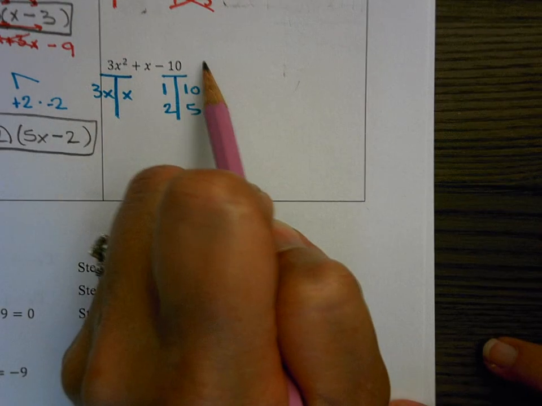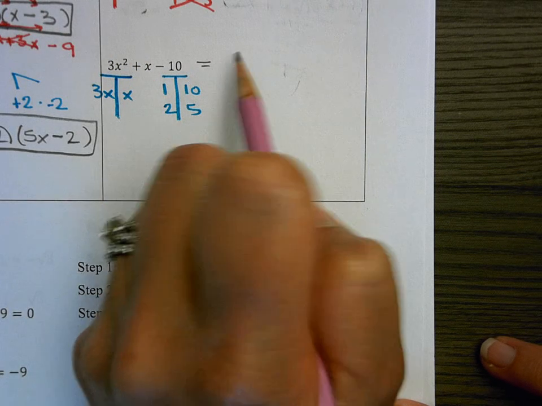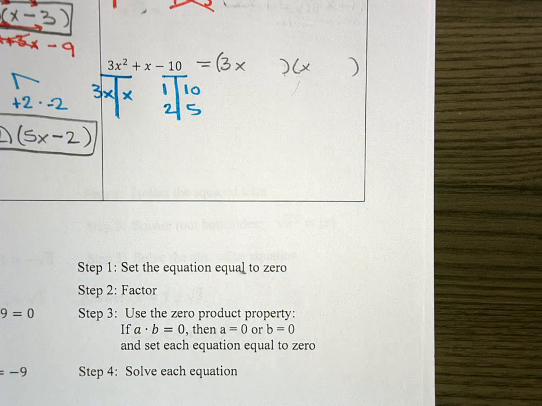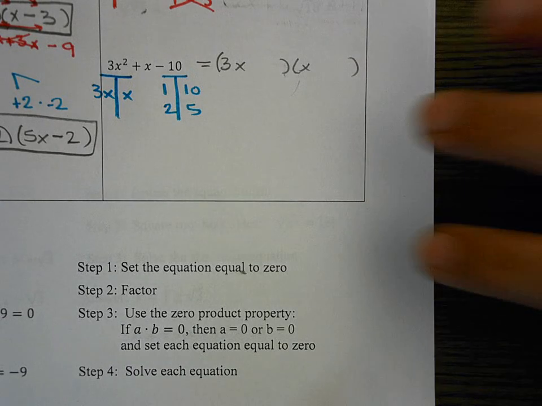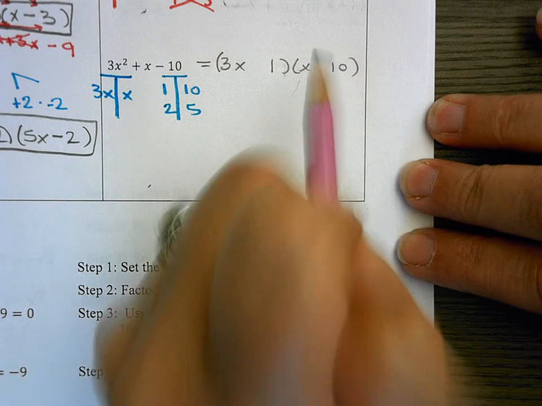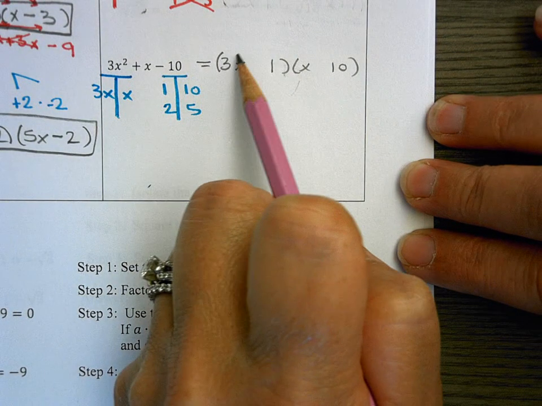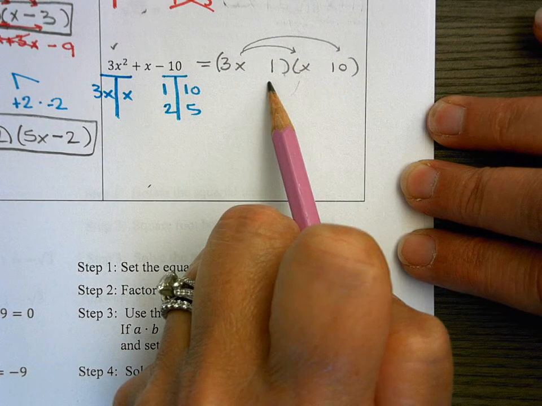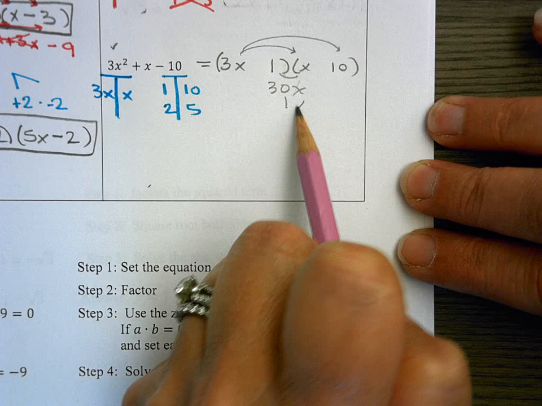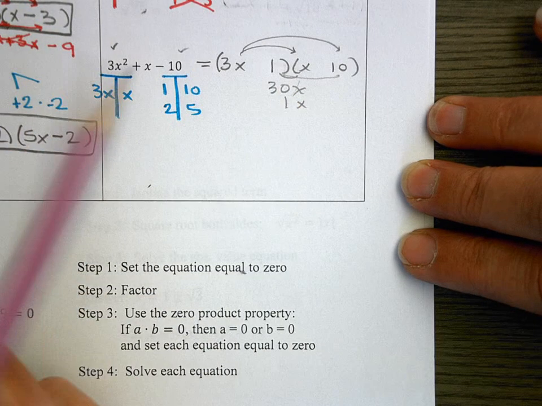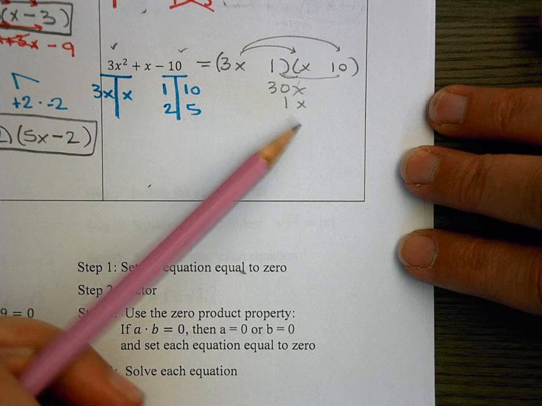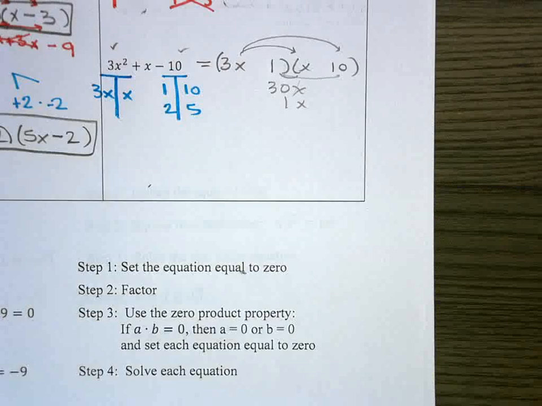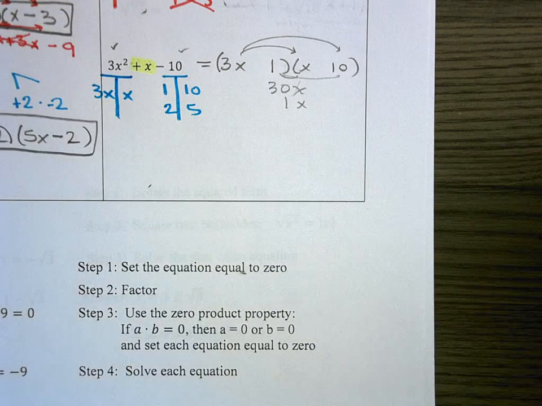All right, so I know for sure it has to be 3x and x. That's a for sure thing. But I don't know if it's 1 and 10 or 2 and 5. So I'm just going to try 1 and 10 just to get started. And if I distribute, I'm going to get 3x squared, excellent. And then here I'm going to get 30x and 1x, and then of course the 10. So is there any way to combine 30x and 1x, keeping in mind that one of these has to be negative, to give me a positive 1x? Because this is what I'm looking for, that positive x.